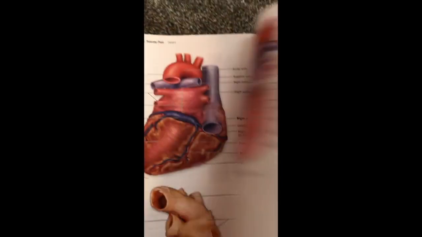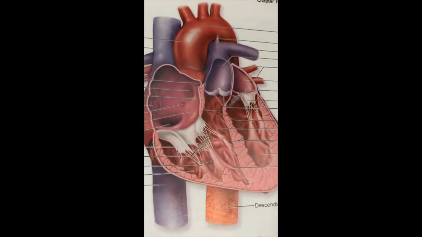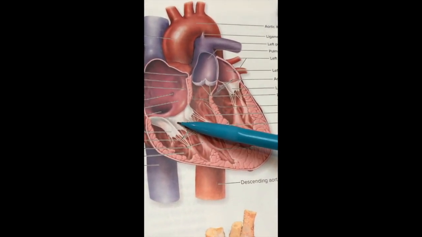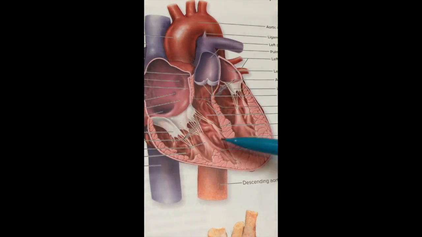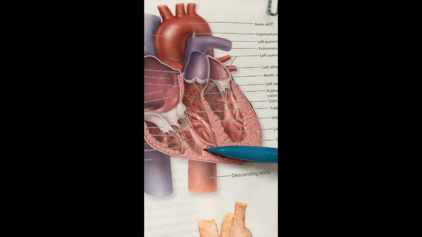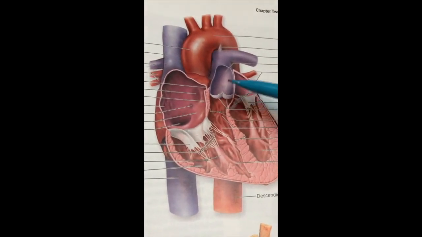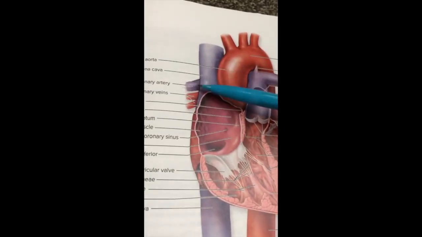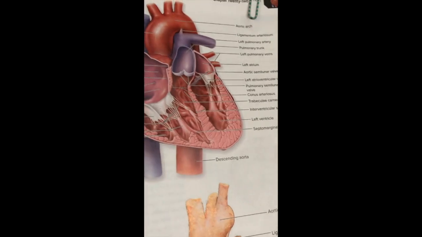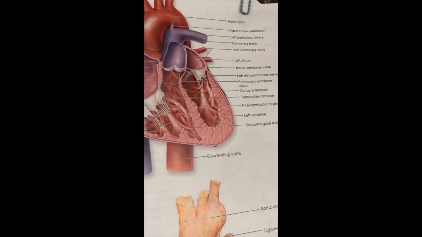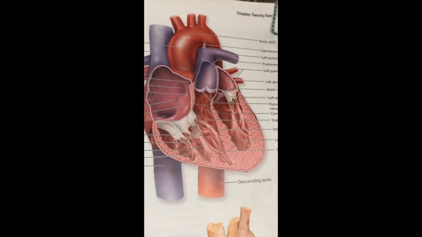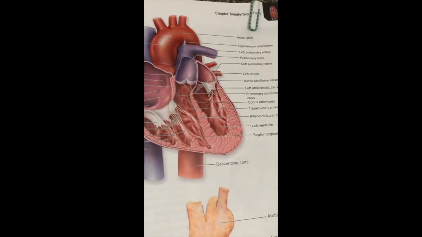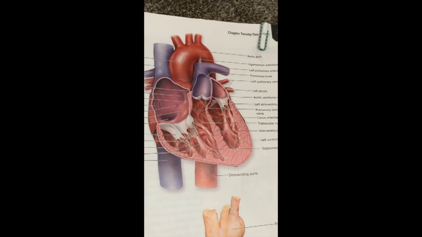So from the right atrium, right atrioventricular valve, right ventricle, pulmonary semilunar valve, pulmonary trunk, right and left pulmonary arteries, and then you would say the pulmonary capillary beds. And then you return via the pulmonary veins, or the right and the left pulmonary veins, and then you're back in the left atrium.